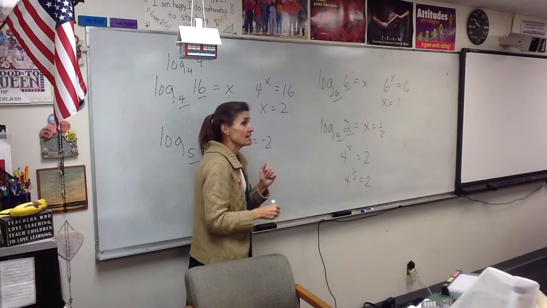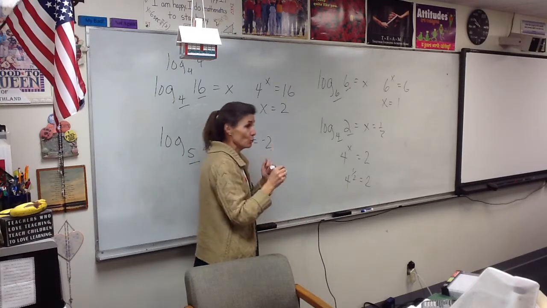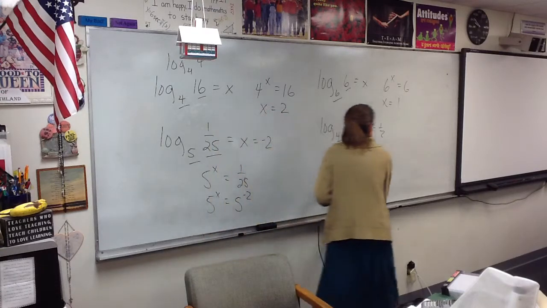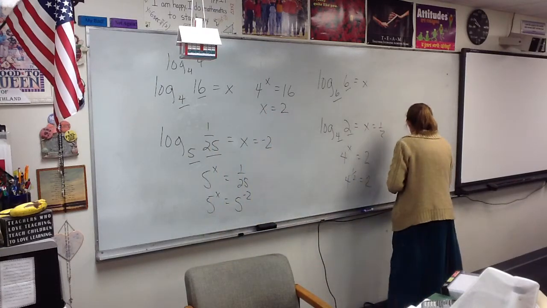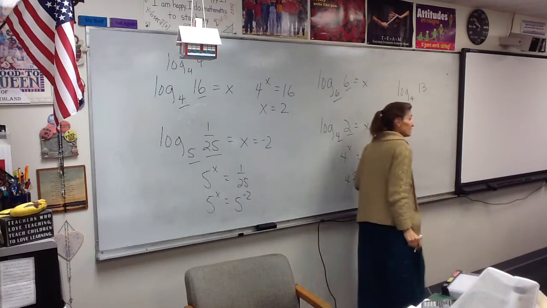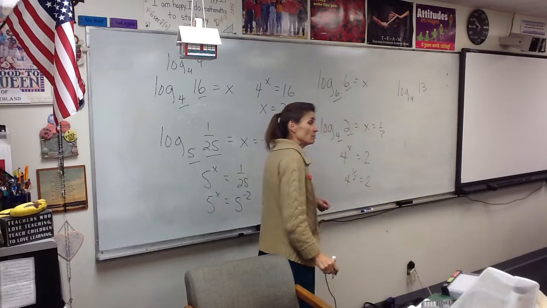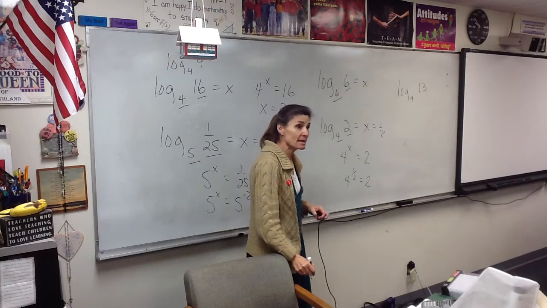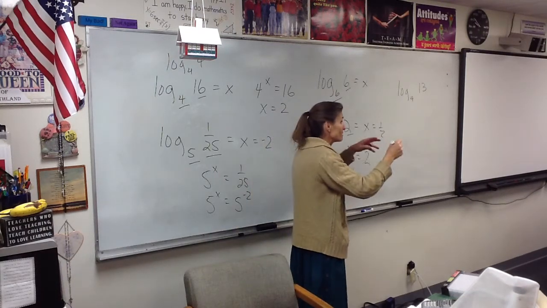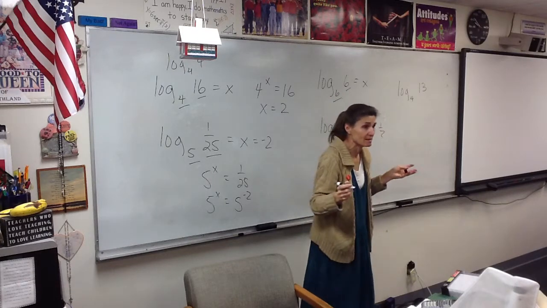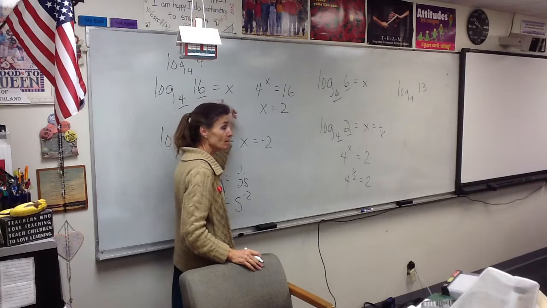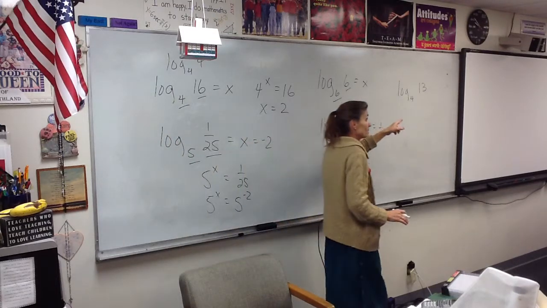Today's lesson is, what do we do when we don't have that special relationship? For example, what do we do if we have to find the log base 4 of 13? Well, that's going to be a problem, isn't it? Because 4 can't be turned into 13. Like 4 can be turned into 16, but it can't be turned into 13.